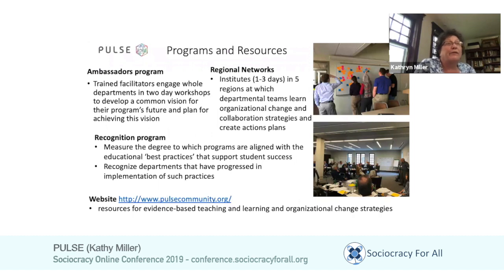So our programs, I'm just going to tell you very briefly what our programs are. We have 3 main active programs. One is called the Ambassadors Program, and this is where a group of 2 or 3 trained facilitators go to a university, are invited to work with a department, or sometimes it's more like a division, a STEM division, as opposed to just a department. And they conduct a 2-day workshop in which the participants develop a common vision for what they would like to see their program be. And then they make a plan about how they're going to achieve that vision, thinking about both the facilitators and barriers that might be part of what they need to consider as they're developing and implementing this program.